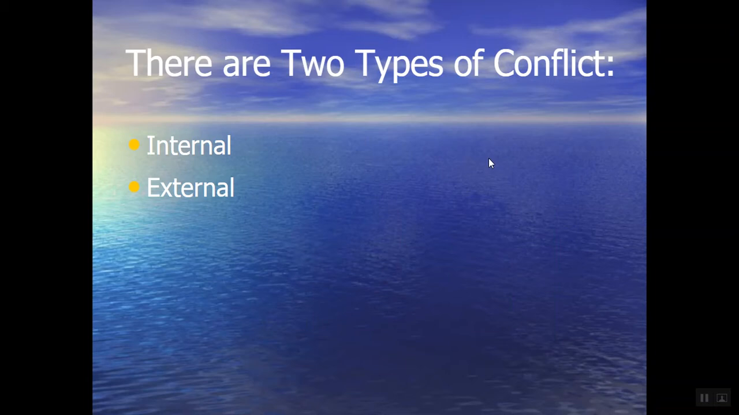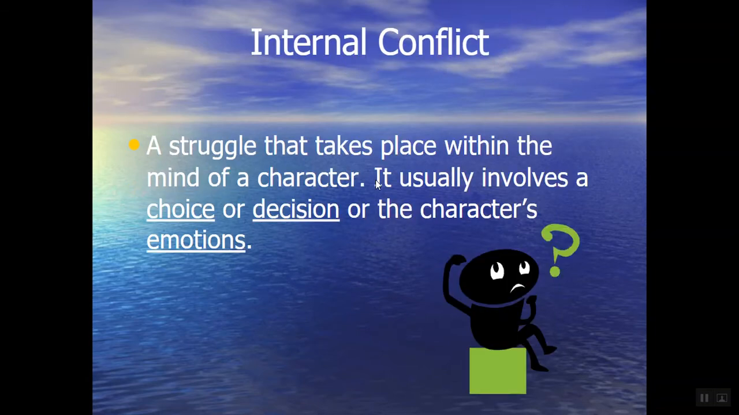So there's two kinds of conflict. There's internal and there's external. We're going to start with internal. There's only one of those, and then we'll finish with external. There's multiple of those, okay? So what is internal conflict? That's a struggle that takes place within the mind of a character. Okay, it involves a choice or a decision, or it can involve the character's emotions, how they feel. So sad, mad, afraid. Okay, or if they have to make a choice.